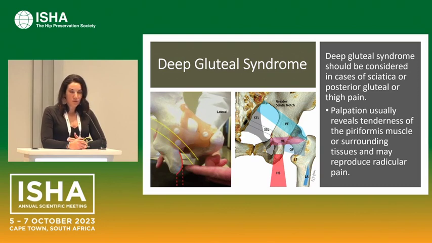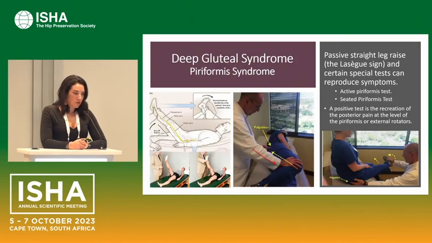Obviously palpation can tell us a lot about the location of pain and symptomology, and we can really reproduce localized symptoms and even sometimes some of the radicular symptoms that travel down the posterior thigh with these patients. Specific to piriformis syndrome, the guys went through several different special tests, but simply the active piriformis test and the seated piriformis test, again with a palpation-based exam, making sure we're localizing the location of pain with these patients.